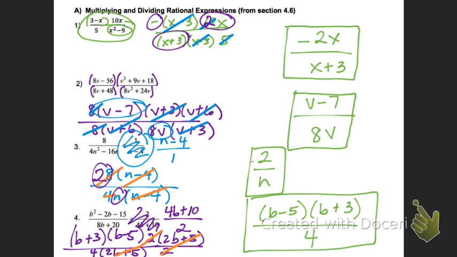So we just kind of skimmed through that since we learned it in chapter 4. That's just going to be something that is expected that you know. Multiplying, dividing. But today's lesson is going to be about adding and subtracting.